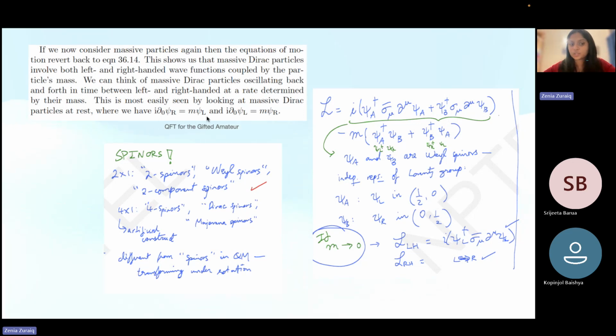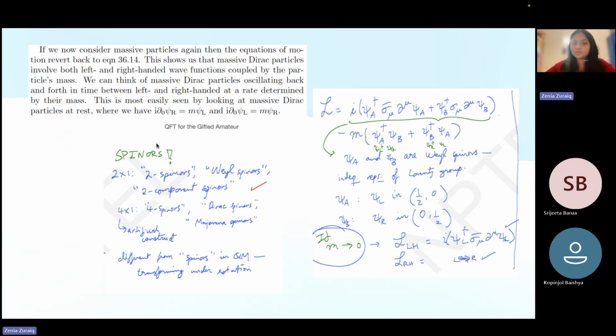So the main takeaway from all this is that the Dirac equation, even though it's a four-component equation, you can actually think of it as two-component equations, with two Weyl spinors making up the Dirac equation.